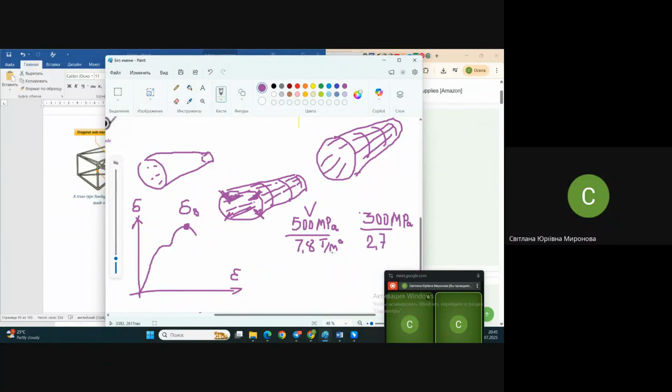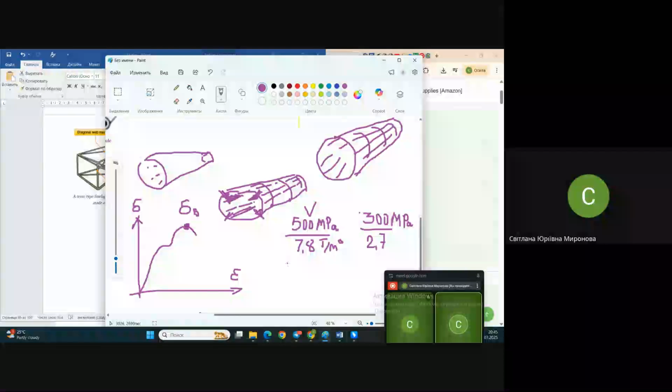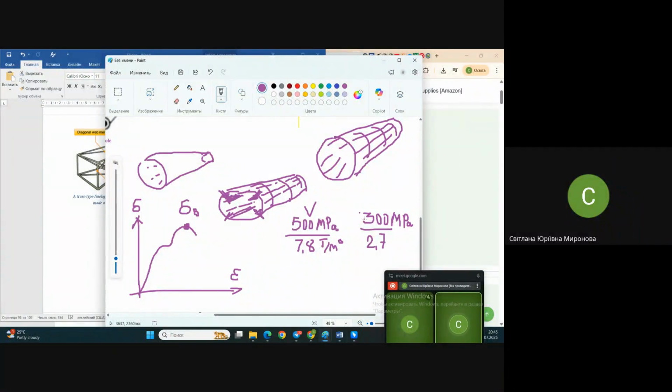Once again, like it was with the example of speed of sound and the Mach number, we just need to see the ratio. It's some dimensionless characteristic we are going to talk about. We need to see the ratio.